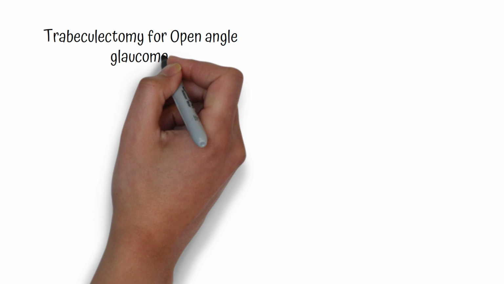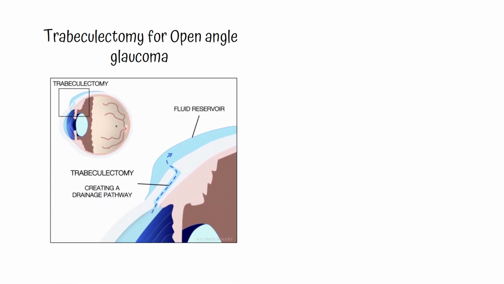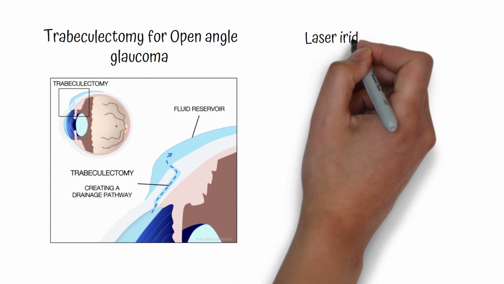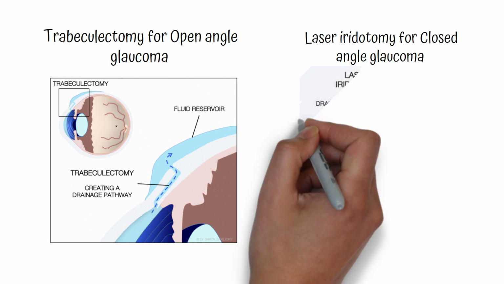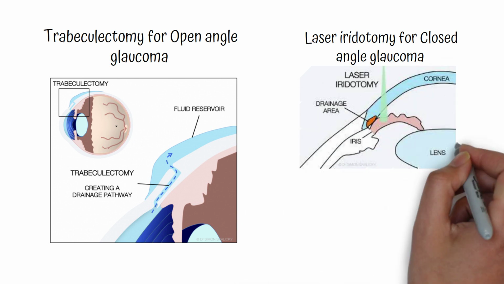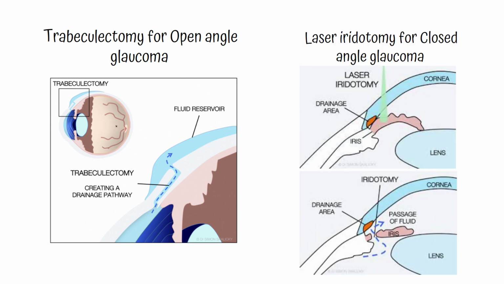You can also treat open-angle glaucoma with surgical procedures like trabeculectomy, which creates a new pathway for the aqueous humor to drain from the eye by removing a part of the trabecular meshwork. Angle closure glaucoma can be treated with laser iridotomy by using a beam of laser to create a hole in the iris. This allows aqueous humor to easily flow from the posterior chamber to the anterior chamber of the eye and drain away.